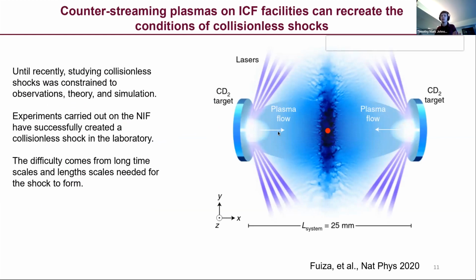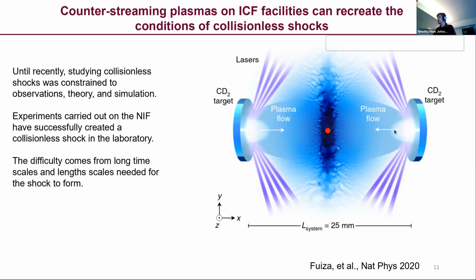So far we've talked about observations of collisionless shocks. It's interesting that we could actually make one of these in the laboratory. This was a very challenging experiment, and it had to be carried out on the NIF just because of the large length scales and time scales that were needed to make a fully formed shock. And the schematic of this experiment is shown on the left-hand side of the screen here.